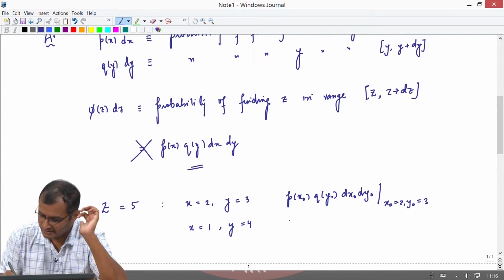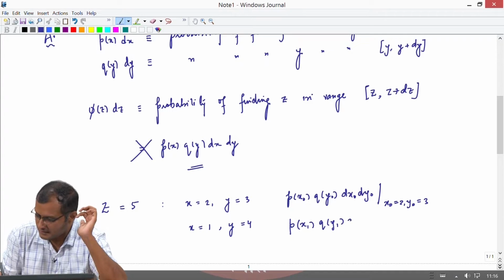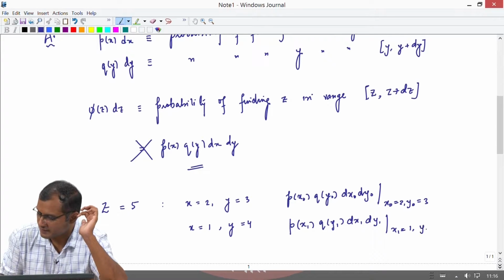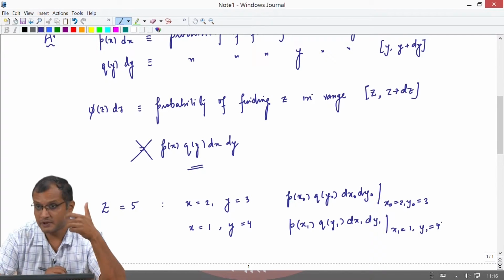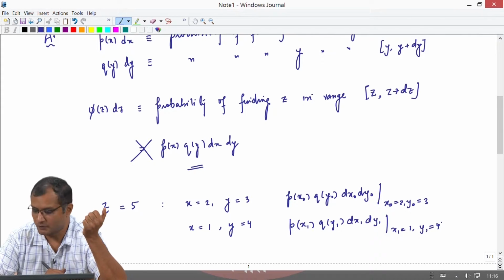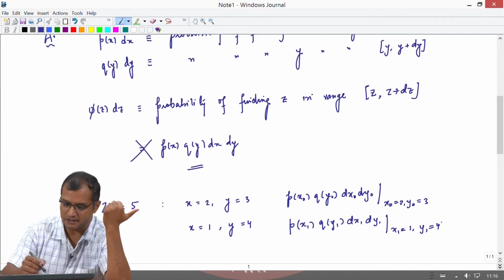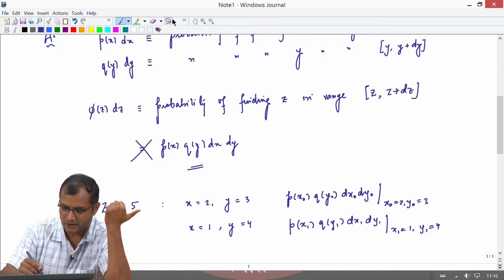But if I consider this p at some x1, q at y1, d at x1, d at y1, where x1 is equal to 1 and y1 equals 4, well, this will also give me probability of getting z in the neighborhood of 5, because 1 plus 4 is also 5. So, certainly what I have written here is not right.